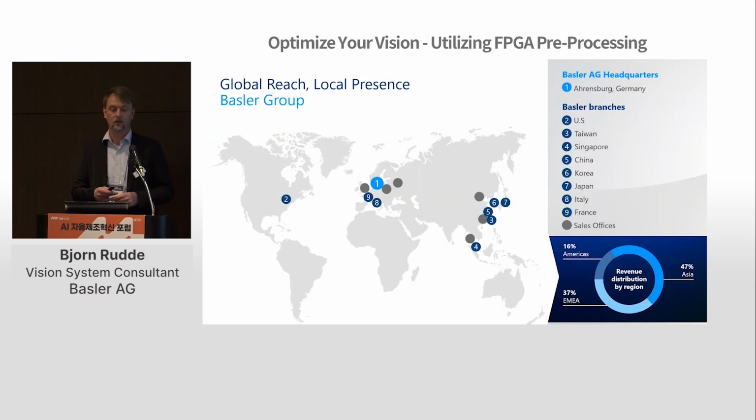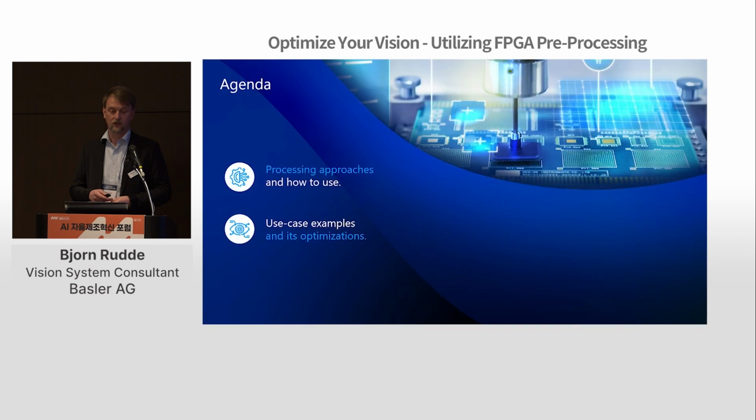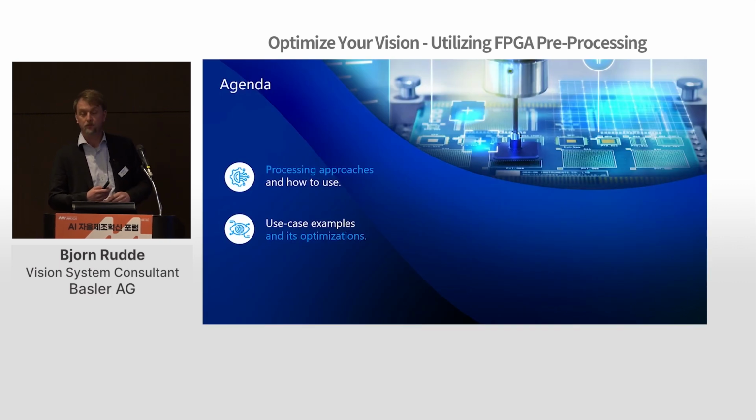So when you look over the globe, you see that we have a lot of subsidiaries all over the world looking into different industrial applications. So what I would like to explain in detail right now will be the different processing approaches there are, how you can use and how to develop for those approaches. And in a second step, I will go together with Sangwei through the steps of use case examples and what we have optimized by using an FPGA in these kind of examples.